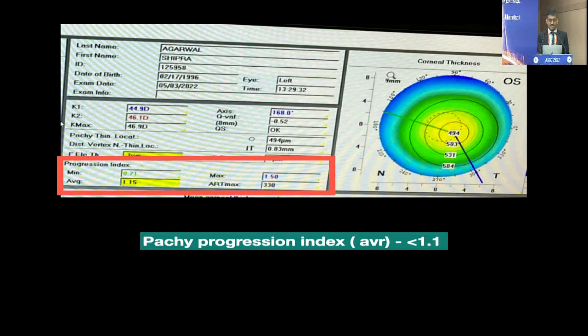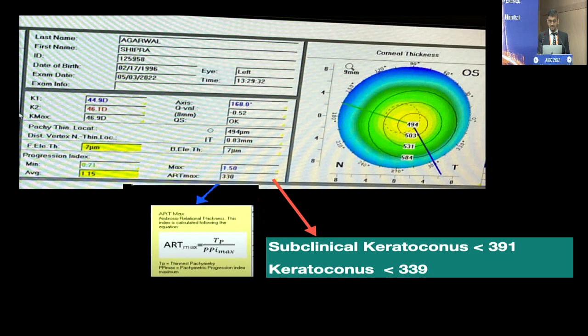Then there is something called the Pachy progression index, which shows how fast the progression happens. There is an index to that. Anything beyond 1.1 is abnormal. Then there is something called ART max, which is also an important parameter.